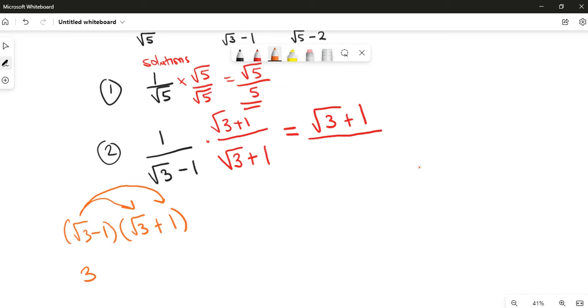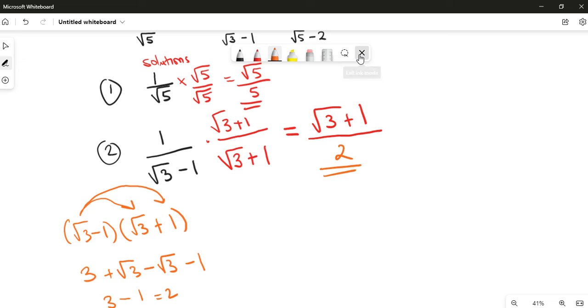The square root of 3 times 1 gives us the square root of 3. Negative 1 times the square root of 3, we get negative the square root of 3. Negative 1 times positive 1, we get negative 1. So the square root of 3 minus the square root of 3 equals 0. We're going to remain with 3 minus 1, which equals 2. So our denominator is going to be 2. So that is our answer, the square root of 3 plus 1, over 2.